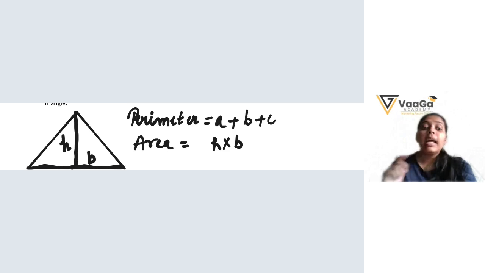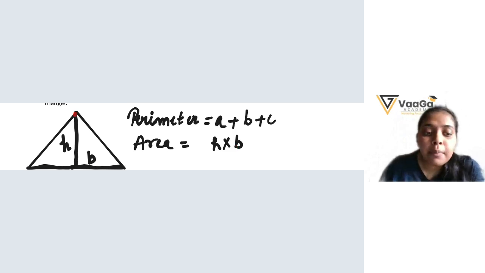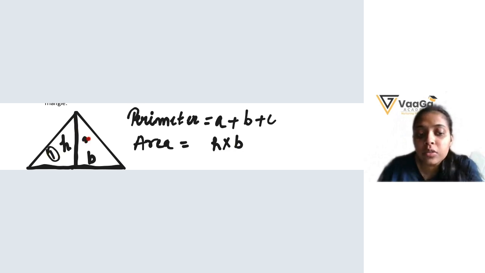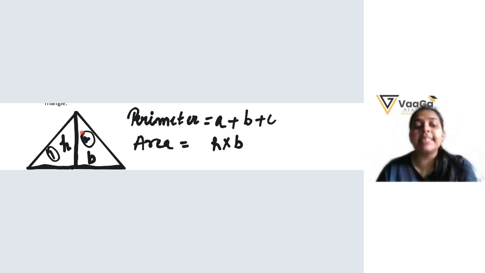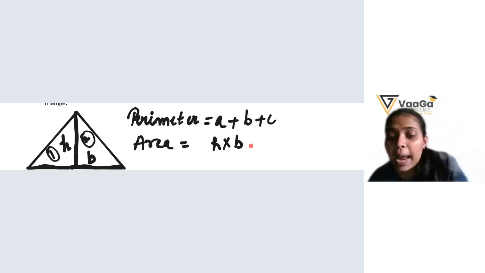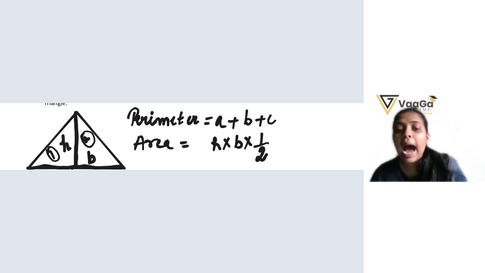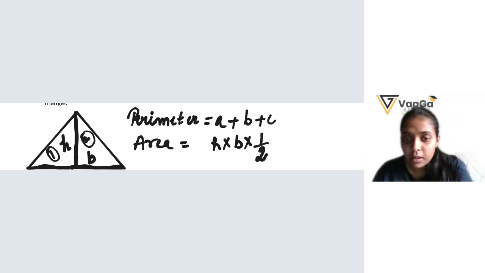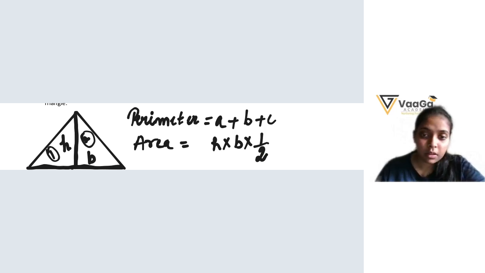But now can you see that when I am making the height, I am dividing the triangle into two parts, no? So to avoid that, I multiplied this whole by half. So this becomes half times base times height. Did you get it? See, when I made the height, I got two triangles. This is the first triangle and this is the other triangle.